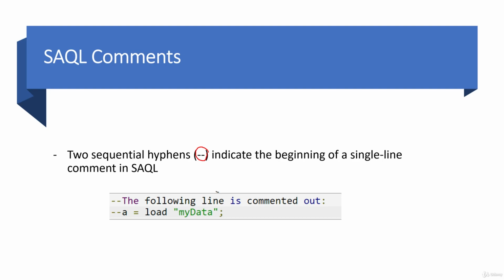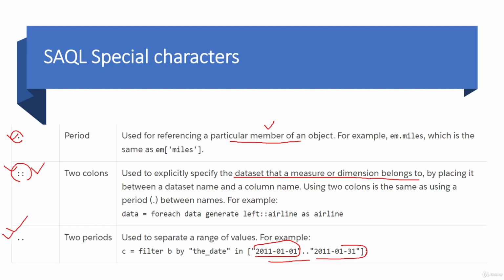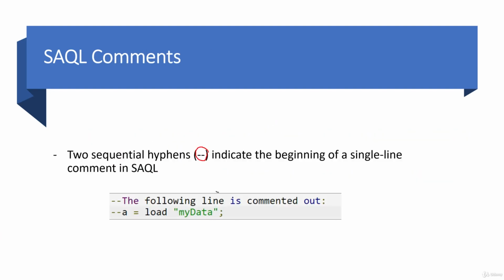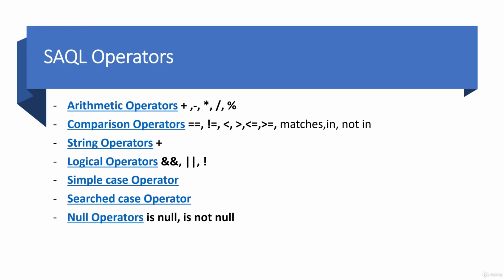So in the previous session, we saw how we can write comments and what special characters we have. In the same way, you have different kinds of operators. We divide these operators into multiple parts, like arithmetic operators, comparison operators, string operators, logical operators, search case operators, and null operators. We'll see all these operators with examples in this session, one by one.